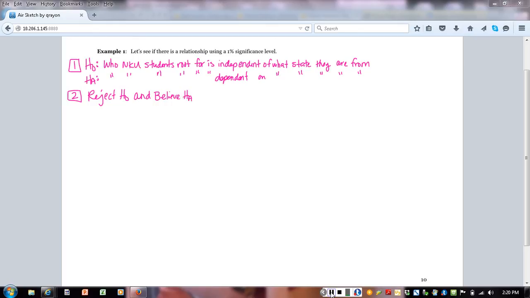If our p-value is less than alpha, here our alpha is given to us to be a 1% level. That's going to be 0.01. Step 3 has our conditions in it.